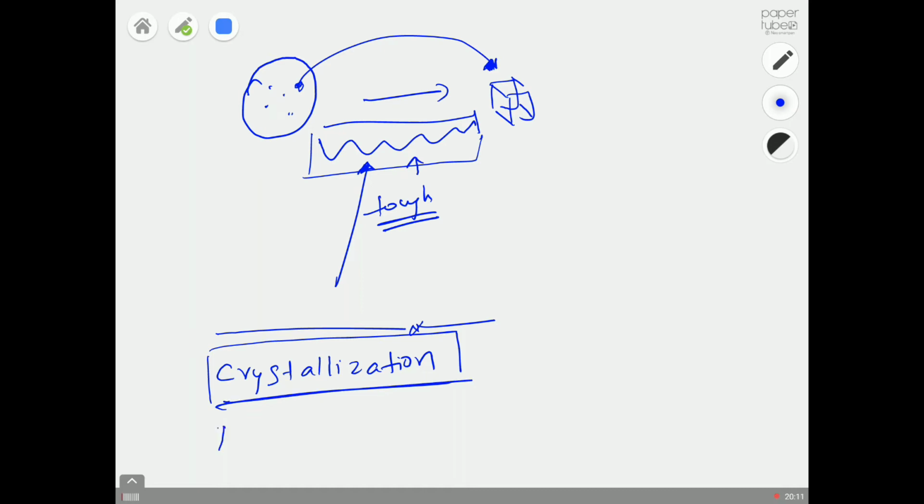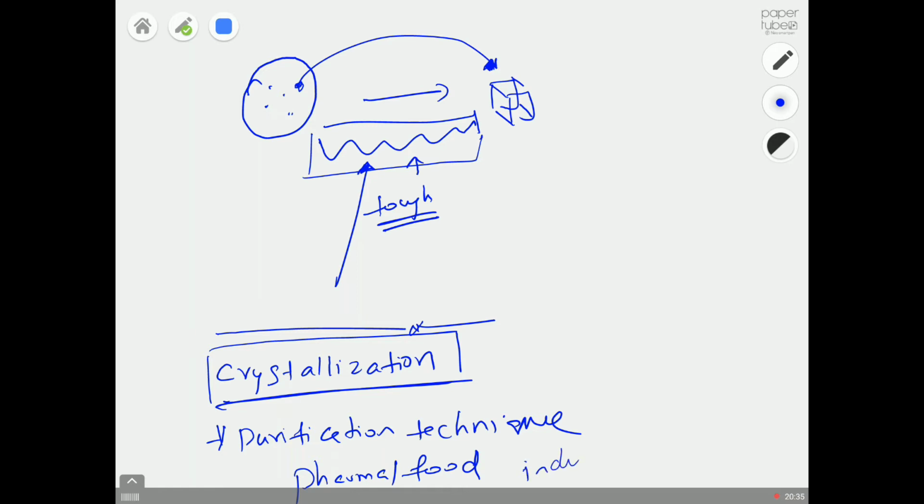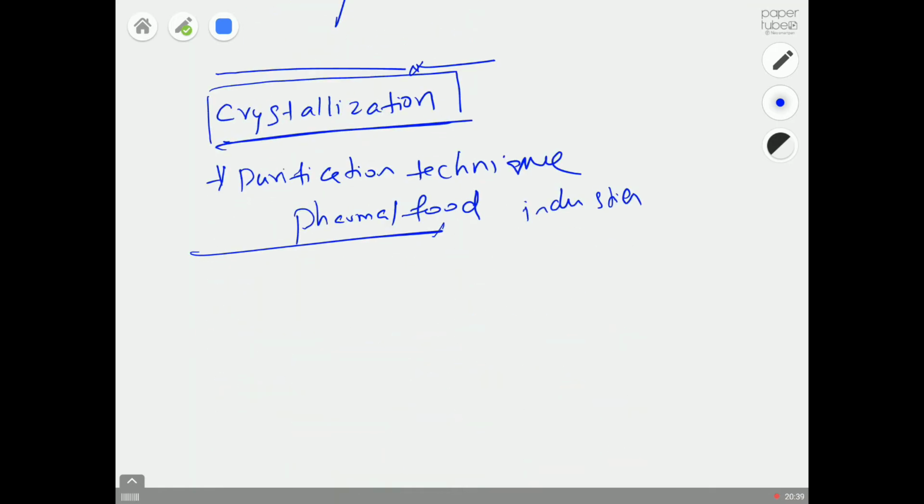crystallization. Crystallization is a purification technique. The main objective of crystallization is to purify some compound. Obviously, it's a unit operation, and it's widely used in pharma and food industries. These are the guys who mostly use the crystallization technique. As I said, many of the APIs in the market must have gone through several crystallization steps.